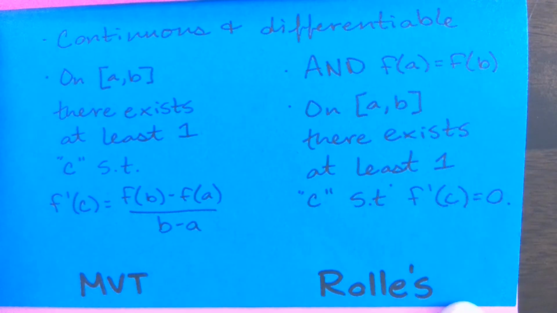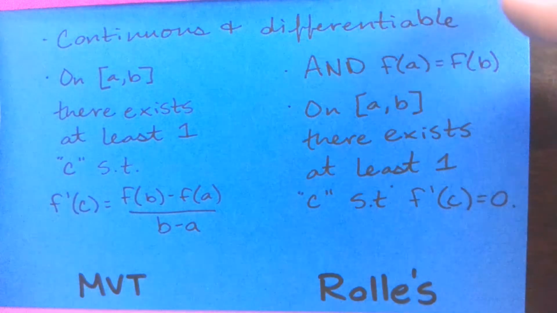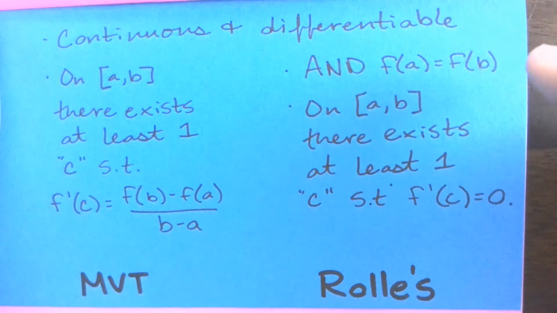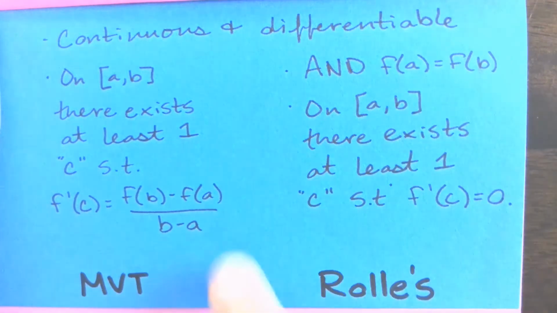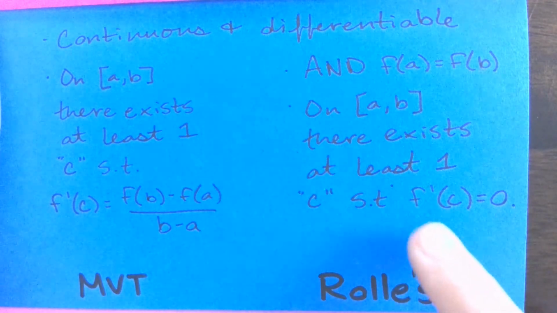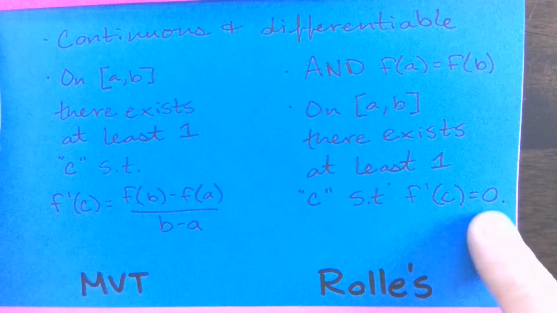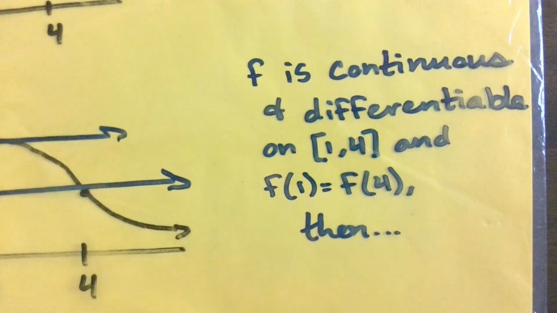And then our last big theorem, Rolle's theorem, really piggybacks off of the mean value theorem. It still has to be continuous and differentiable, but also f of a has to equal f of b, so that means that the slope between them is 0. So we are guaranteed some c where f prime of c equals 0. So somewhere that instantaneous slope has to be 0.